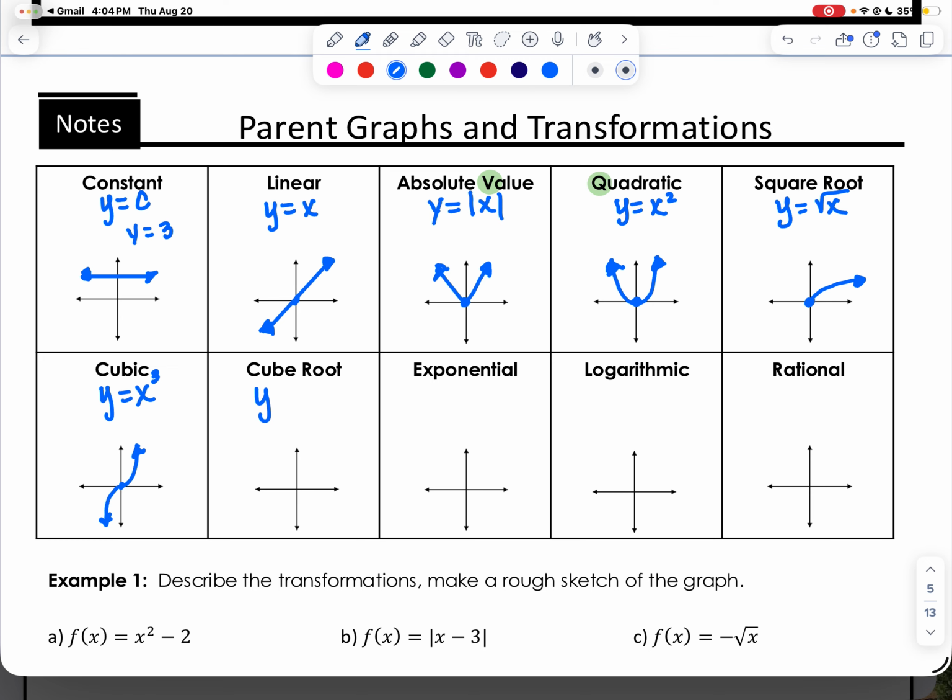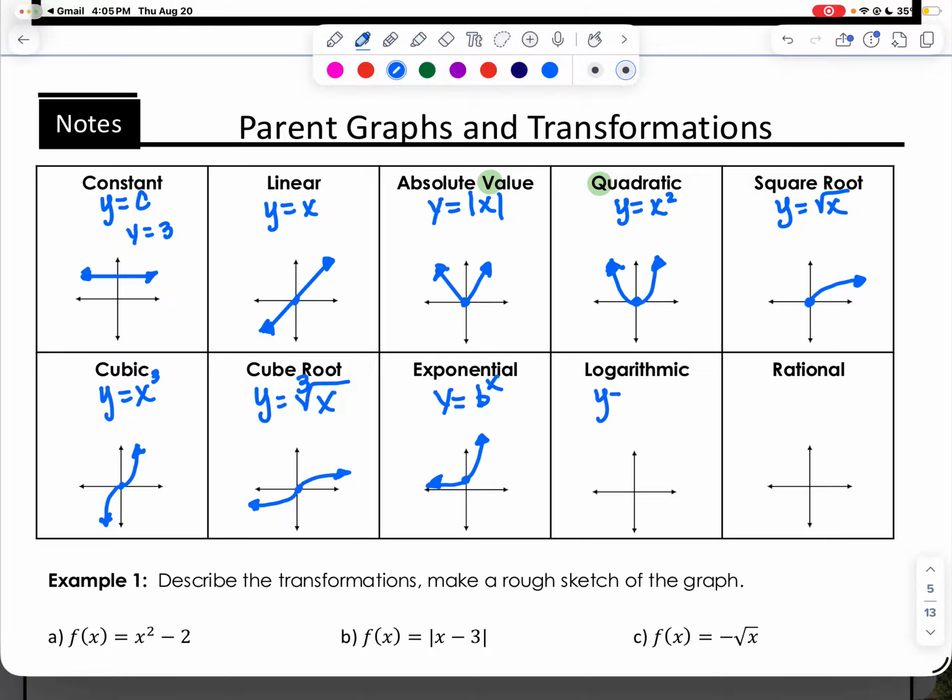The cube root function is y equals cube root of x. And here it has a branch going off to the right and a branch going off to the left. Our exponential function, y equals b to the x power, goes through the point 0, 1, and it starts real small, and then it gets very big very quickly. It grows exponentially. You were more than likely exposed to that in a previous math course. Hopefully you remember it.